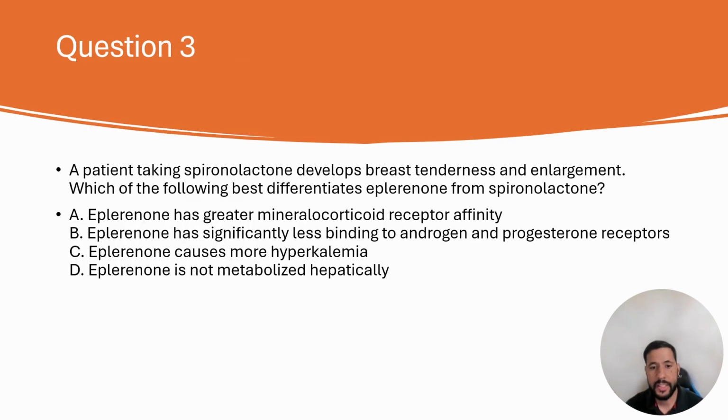Question number 3. A patient taking spironolactone develops breast tenderness and enlargement. Which of the following best differentiates eplerenone from spironolactone? A, eplerenone has greater mineralocorticoid receptor affinity. B, eplerenone has significantly less binding to androgen and progesterone receptors. C, eplerenone causes more hyperkalemia. D, eplerenone is not metabolized hepatically.